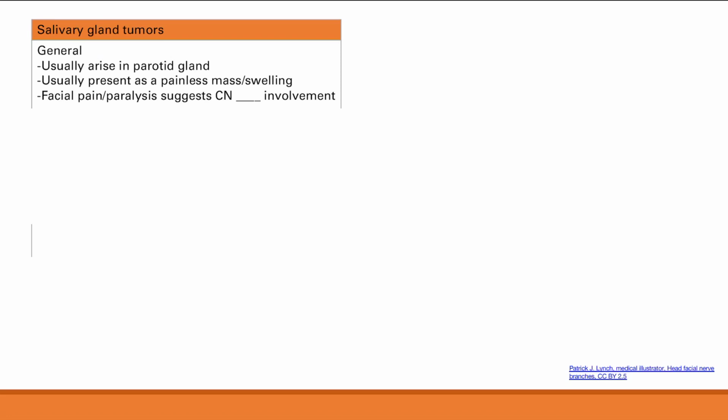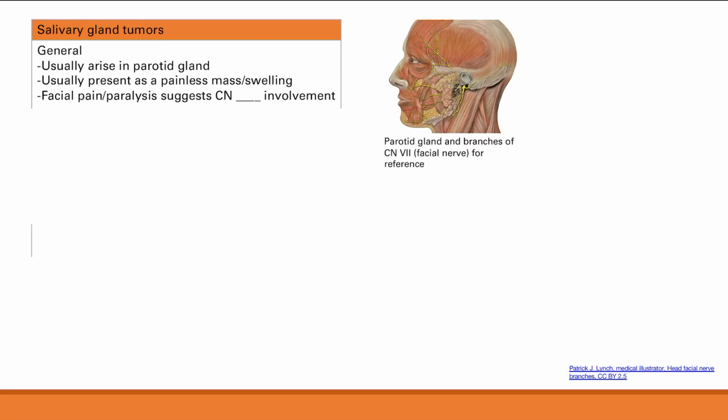You may have some symptoms including facial pain and paralysis. And why would that occur? Which cranial nerve is responsible for that in the face? If you remember from the neural lectures, that's cranial nerve 7. So you can see it's all the yellow stuff here. It runs right through that parotid gland. So you can get involvement of cranial nerve 7, leading to facial pain and paralysis.